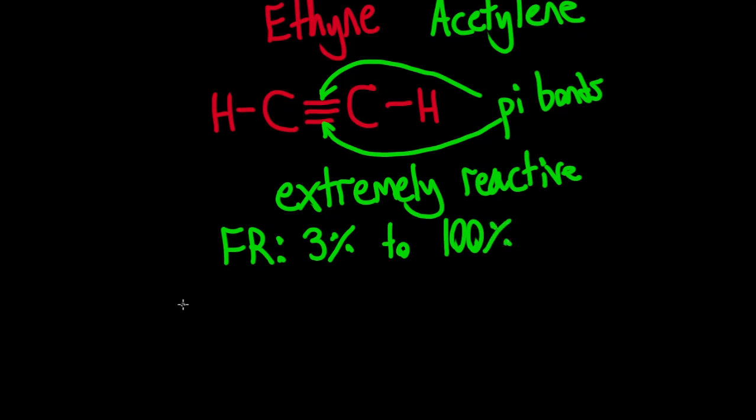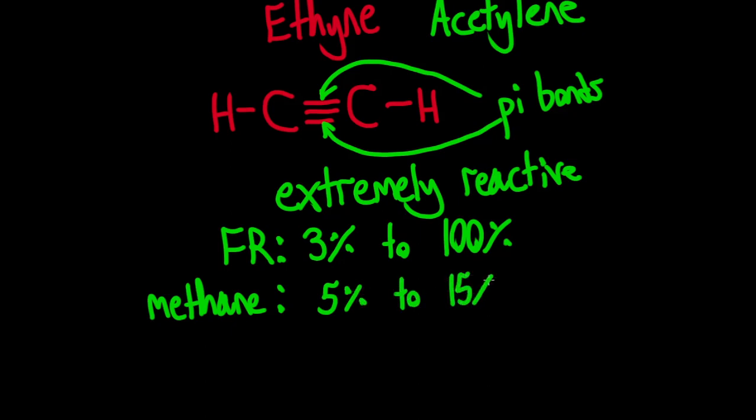For reference, methane's is just 5% to 15%. And what that means is basically with methane, if I have 5% methane in air all the way up to 15% in air, and I were to light a match, I'd be able to blow up that room. Essentially, it would ignite all of that gas. But anything below 5% or anything above 15%, it's going to be either too lean or too rich.